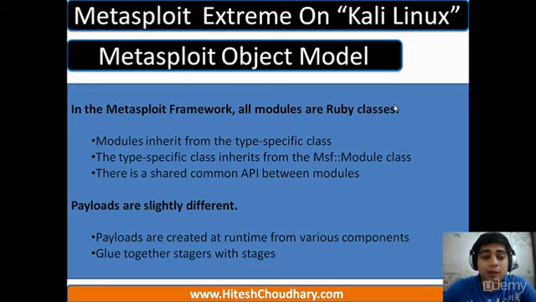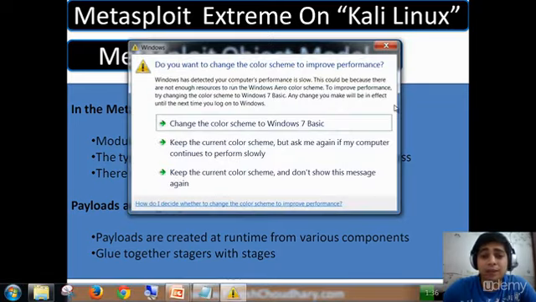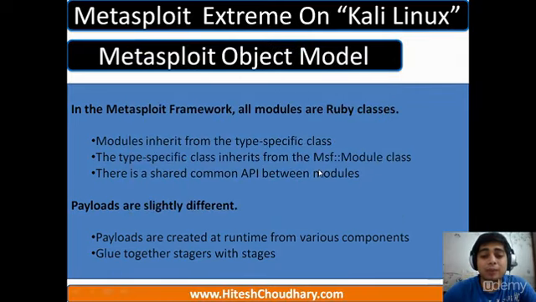In the Metasploit framework, all the modules that you see around, like exploits and payloads, are core concepts designed as Ruby classes. Ruby has specific features, like modules inheriting from specific type classes. For example, if you want to import some functionality, modules are already designed for it, and you can import that into the functionality of newly designed exploits or payloads. The type-specific classes inherit from the MSF::Module.